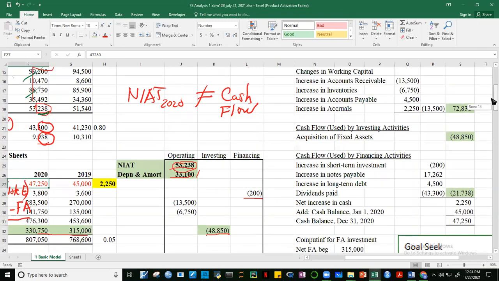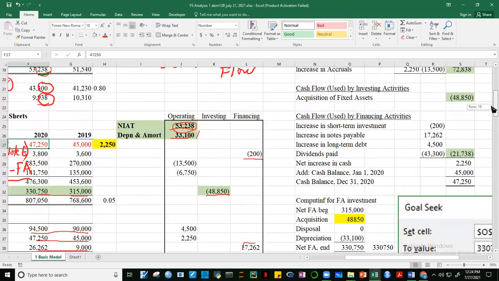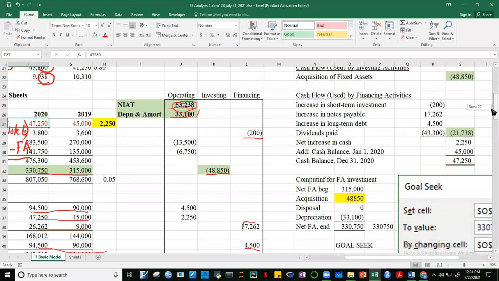Alright, so wala nang question guys. Tingnan natin to ha. One quick summary. Okay, so this is how we construct our statement of cash flows.